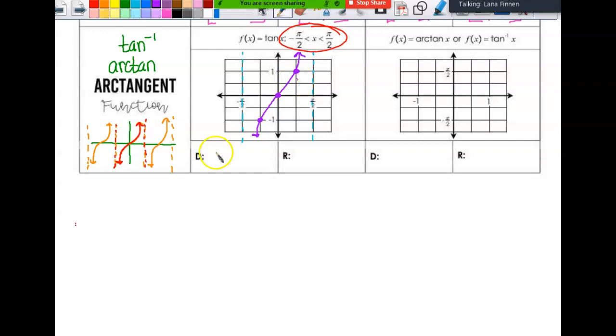Our restricted domain goes from -pi halves to pi halves. Do I get to include them this time? No, because there are asymptotes there. And then since it keeps going, your range is actually from -infinity to infinity. For the inverse, those exchange places. So we get -infinity to infinity. And then our range is -pi halves to pi halves.